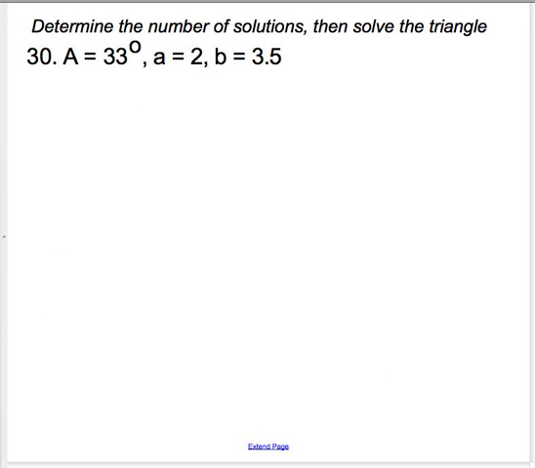Our next question is going to be number 30. Number 30 says, determine the number of solutions, then solve the triangle. When you are given this type of scenario, I'm given two sides and an angle, two sides and a non-included angle, I want to make sure that I can actually have a triangle to begin with, and possibly I could have two different triangles.